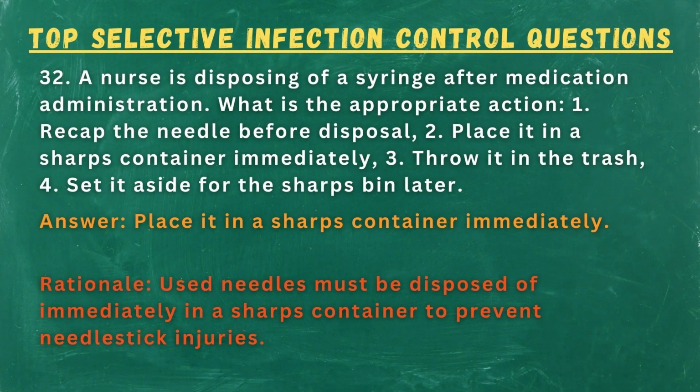32. A nurse is disposing of a syringe after medication administration. What is the appropriate action? 1. Recap the needle before disposal. 2. Place it in a sharps container immediately. 3. Throw it in the trash. 4. Set it aside for the sharps bin later. Answer: place it in a sharps container immediately. Rationale: used needles must be disposed of immediately in a sharps container to prevent needle stick injuries.